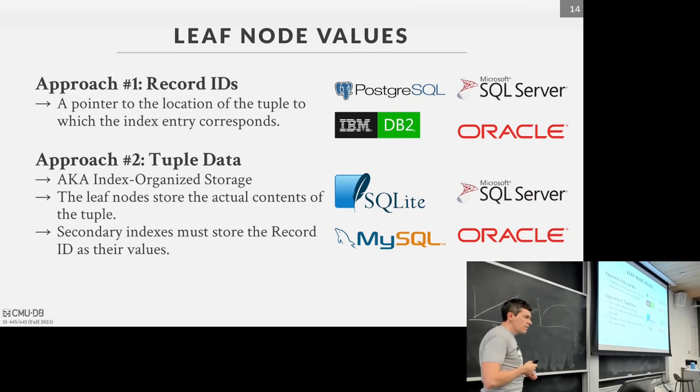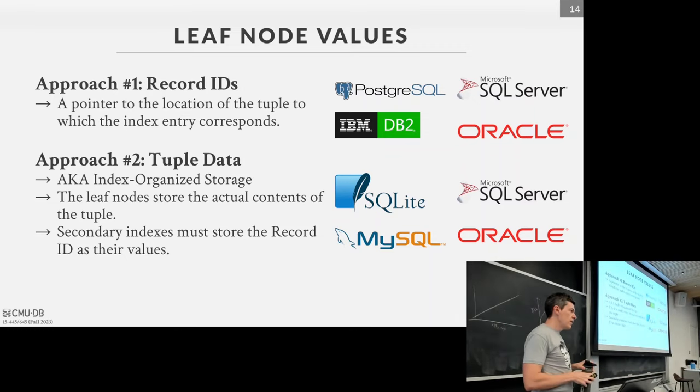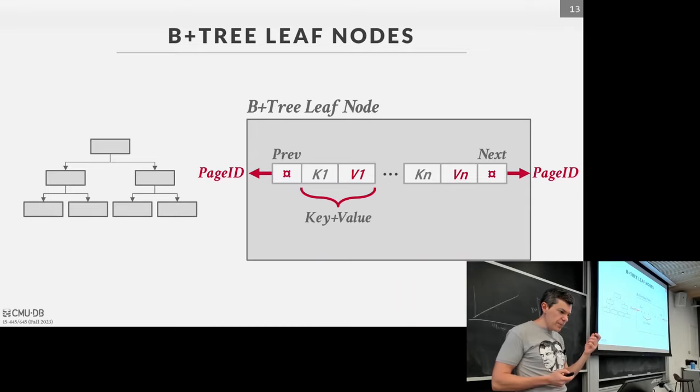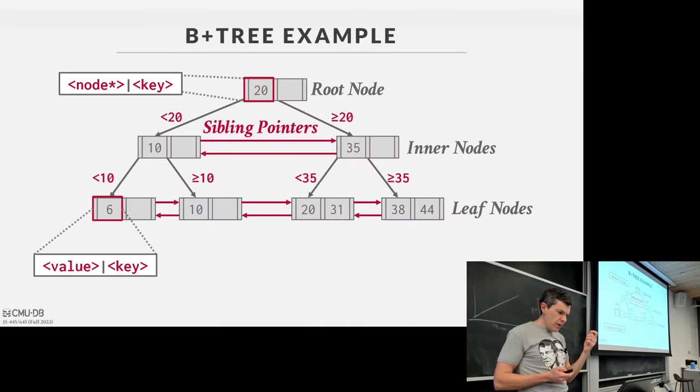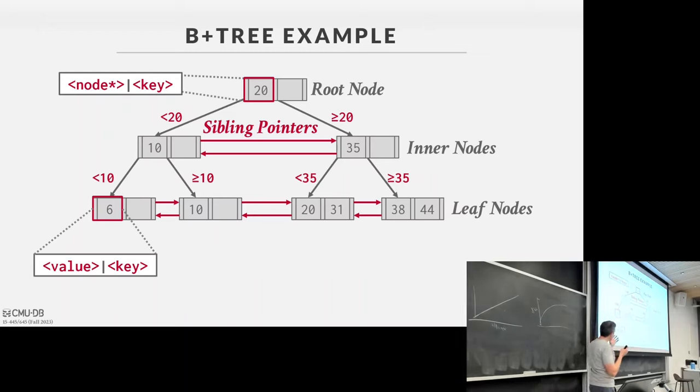Yes? I just wanted to clarify some terminology. If it stores record IDs, is it a leaf node or an inner node? The question is, if it's storing record IDs, is it a leaf node or an inner node? It's a leaf node. Again, we'll bring up an example in a second, but coming back here, the only keys that actually correspond to what's in your table are found in the leaf nodes. We'll see this in our demo when we delete and insert keys. A key that was deleted may actually still exist in an inner node. So you couldn't have it be a record ID to point to something, because that record may not exist.